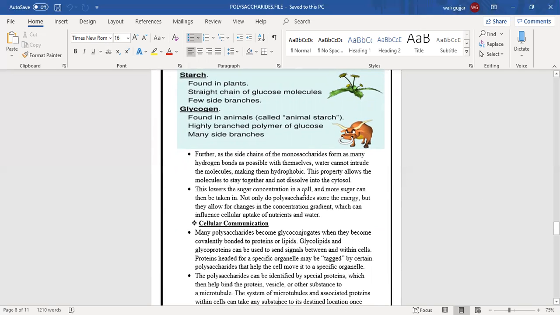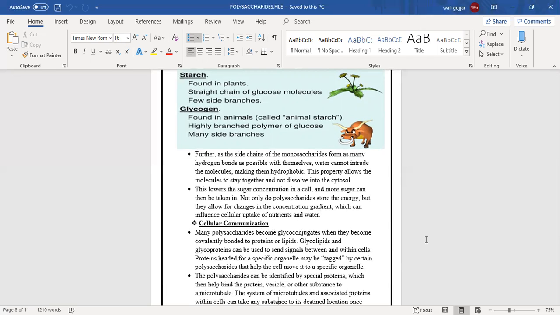This lowers the sugar concentration in a cell, and more sugar can then be taken in. Not only do polysaccharides store the energy, but they allow for changes in concentration gradient, which can influence cellular uptake of nutrients and water. Then, cellular communication. Many polysaccharides become glycoconjugates when they become covalently bonded to proteins or lipids. Glycolipids and glycoproteins can be used to send signals between and within cells.